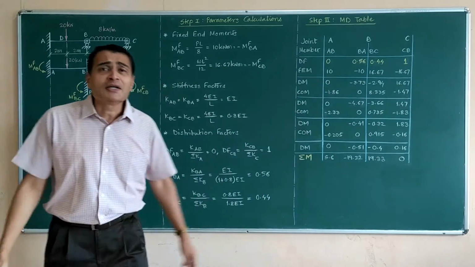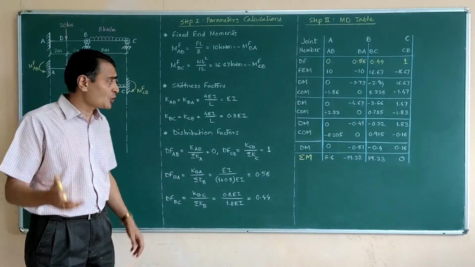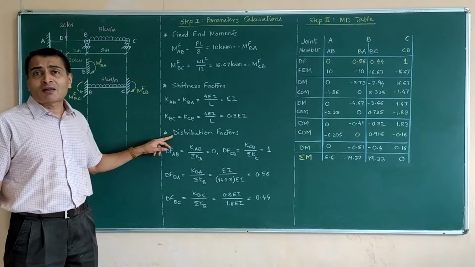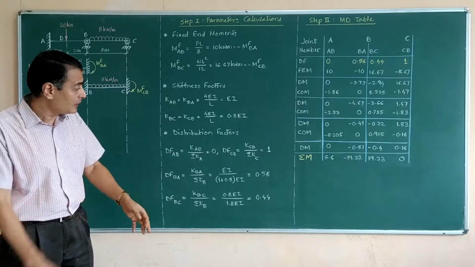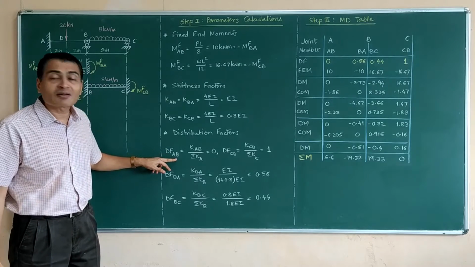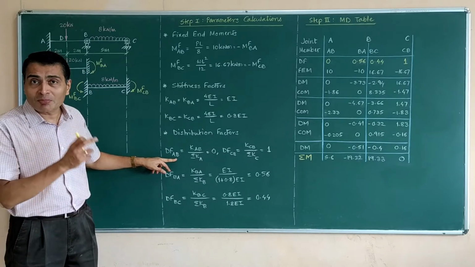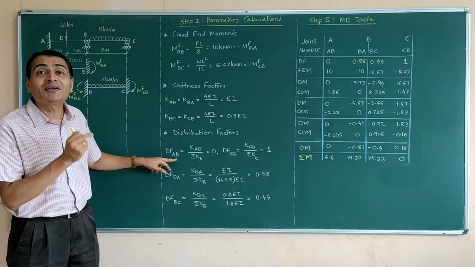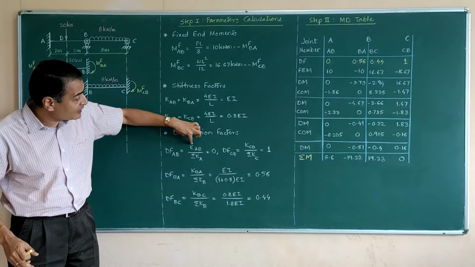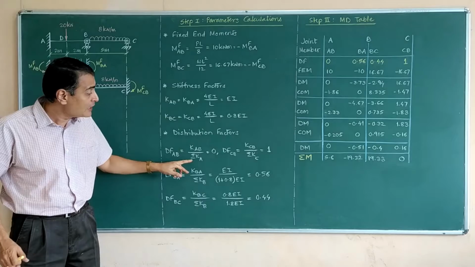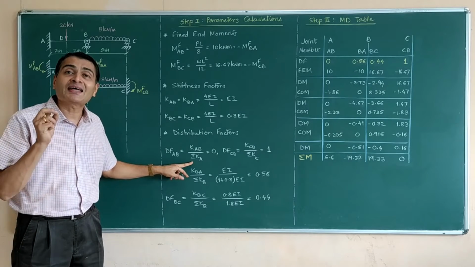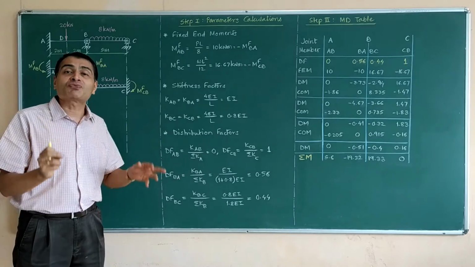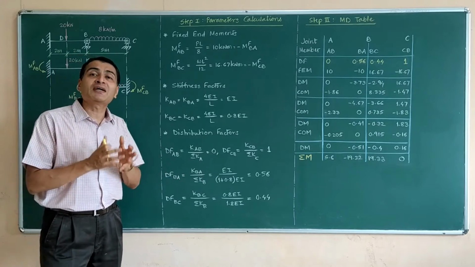Then I go for distribution factor calculation, a parameter extremely important for our moment distribution method. So I write distribution factor AB, meaning for member AB at joint A, and that I have written as stiffness of AB divided by sigma stiffnesses at A. That is the sum of stiffnesses of all the members meeting at A.